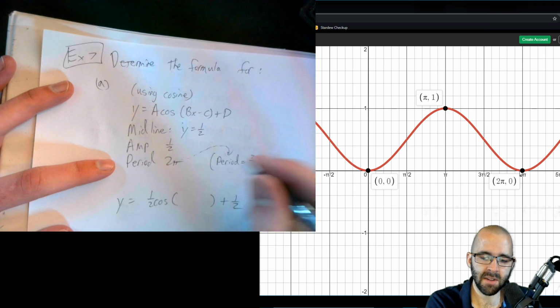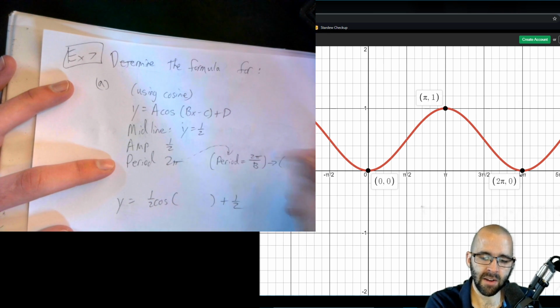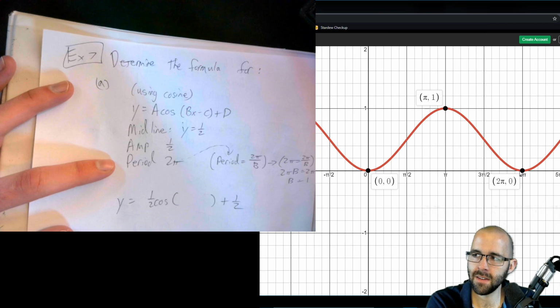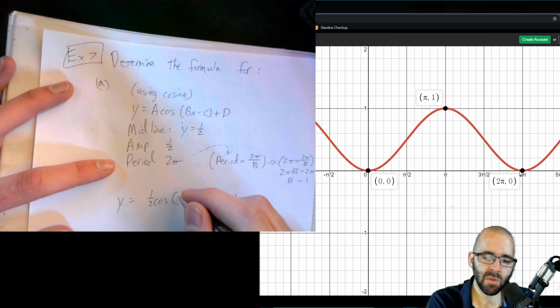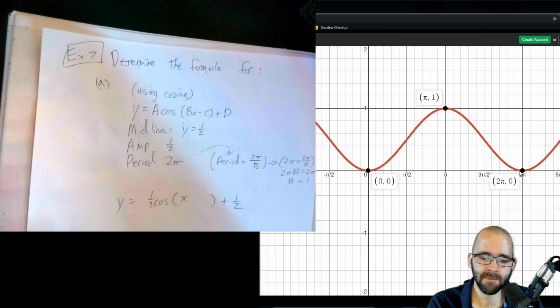This one's kind of a simple case, right? So we have the period, which is 2 pi, has to be 2 pi divided by b. Multiply both sides by b. You're going to get 2 pi times b equals 2 pi. Divide both sides by 2 pi, and you get b is 1. So it's just 1x. You don't need to write the 1.